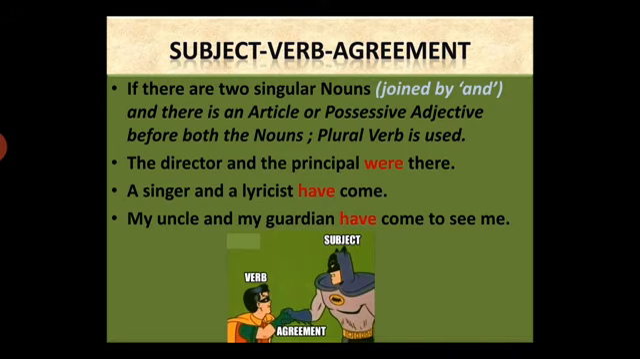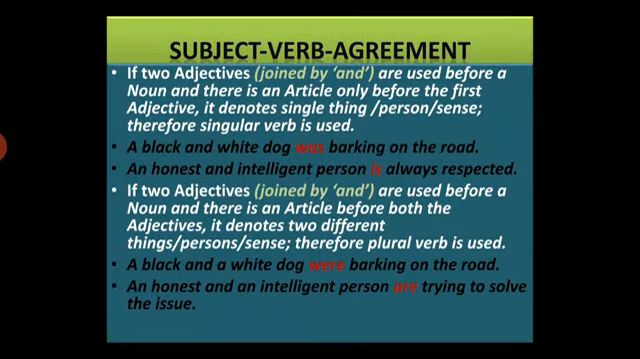Now, dear students, if you find two adjectives joined by and in a sentence, used before a noun, and there is an article only before the first adjective, it denotes a single thing, a single person or single sense. Therefore, singular verb is used. As per an example, a black and white dog. The article a has been used only before the first adjective, black. A black and white dog was barking on the road. It means there is only one dog which is black and white.